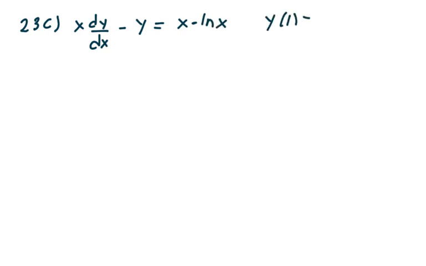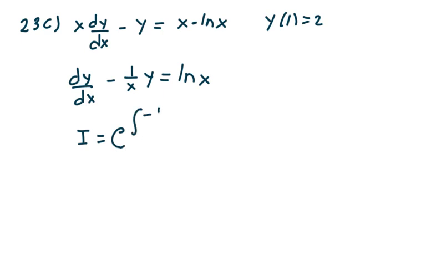Let's take a look at 23c. So x dy dx minus y equals x times natural log of x. And then y of 1 is 2. So dy dx minus 1 over x times y is natural log of x. So you can see this is a first order linear differential equation. So my integrating factor is e to the integral of negative 1 over x dx, which is e to the negative natural log of x, and that's 1 over x.